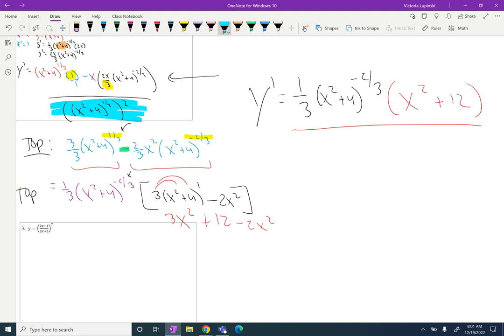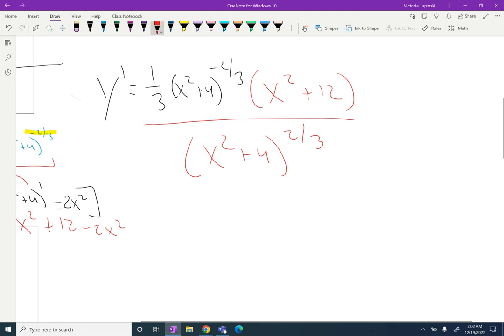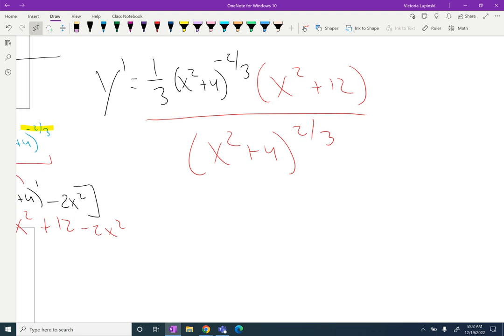What happens if you have an exponent raised to another exponent? What do I do with them? Add, subtract, multiply, or divide? Multiply. So what's 1/3 times 2/3? Or 1/3 times 2 is 2/3. So again, I put my denominator squared back in. And then I'm done. I just have to do one last step to clean things up.